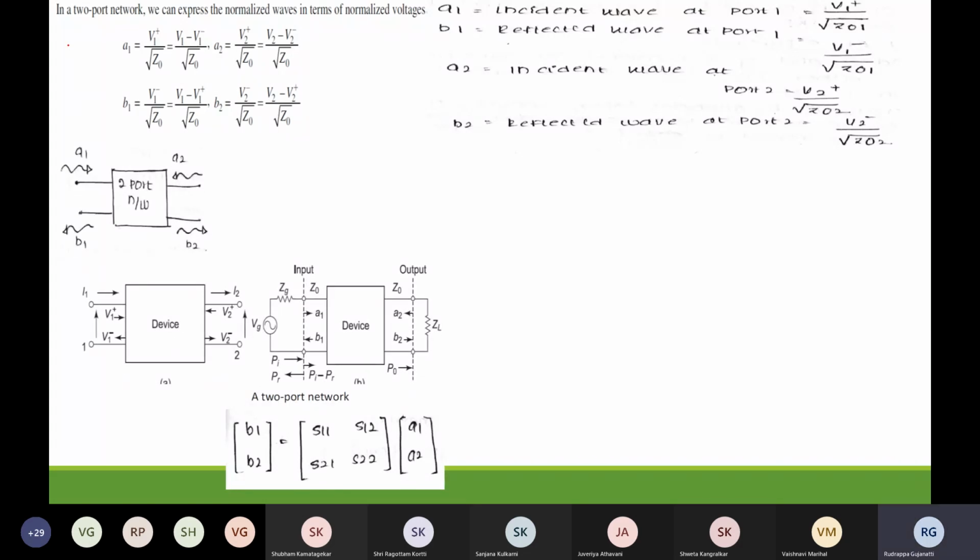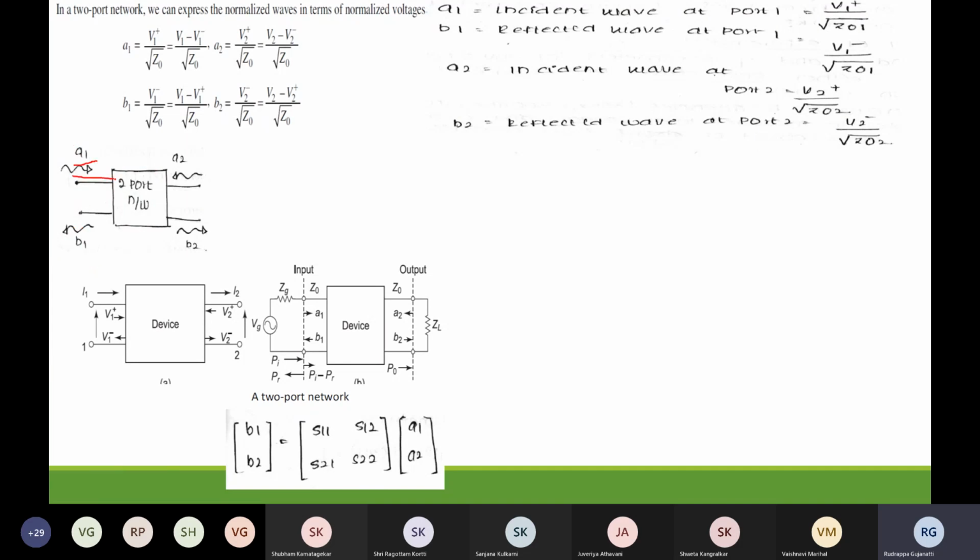So here we can observe a few parameters. If I'm considering, say, a two-port network, then I'll have two parameters: one is the incident wave and one is the reflected wave. Since two ports are there, this is the first port and this is the second port. If I observe the suffix given over here, it tells me that these are the parameters associated with port 1.